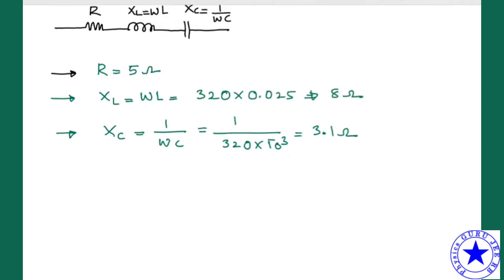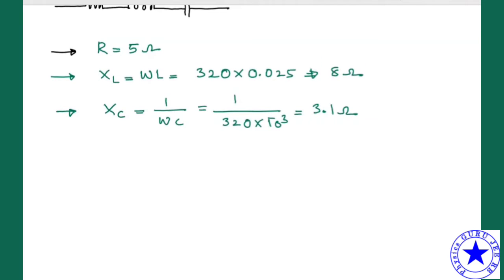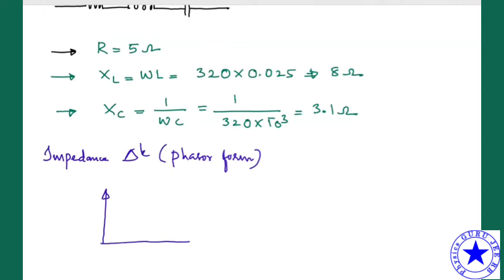Fine. Now the phasor diagram. Let me take the impedance triangle. So what is the impedance triangle? It is the phasor diagram, or phasor form, as we can also say. If I draw the phasor form for the LCR circuit, it looks like this. The resultant is Z, the angle is phi, the vertical side is XL minus XC, and the base is R.